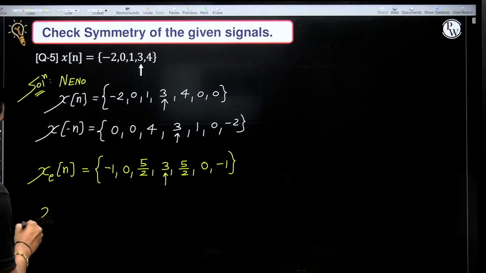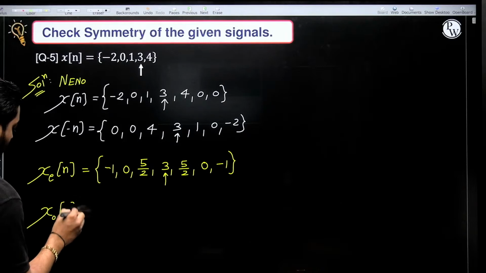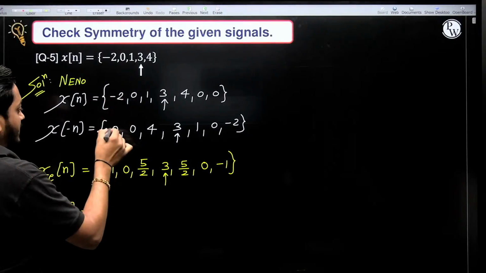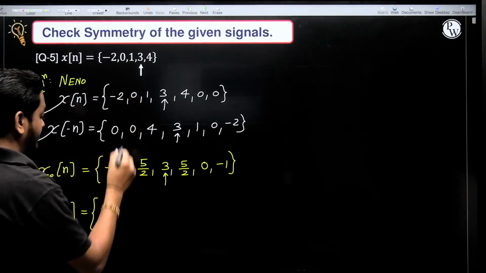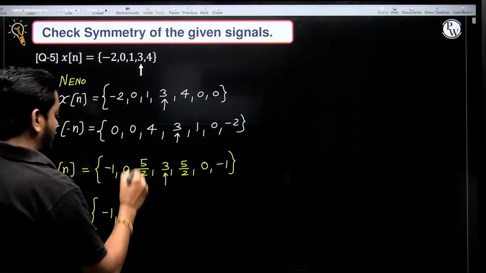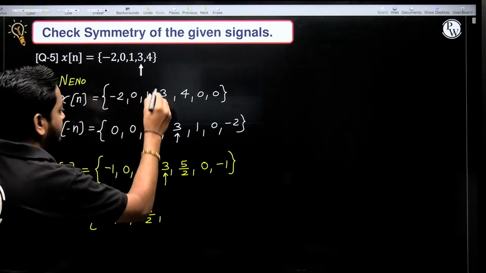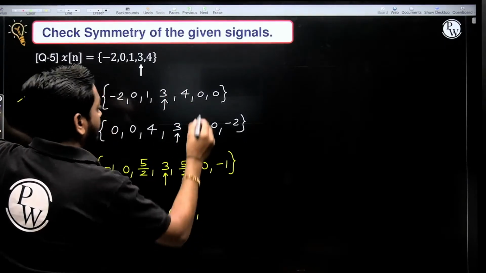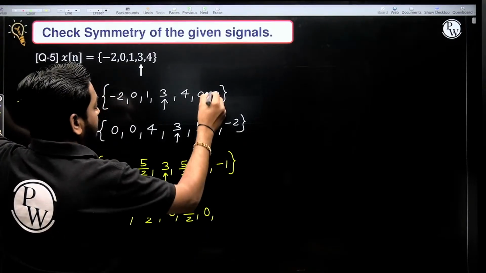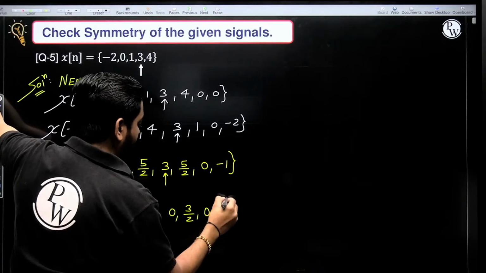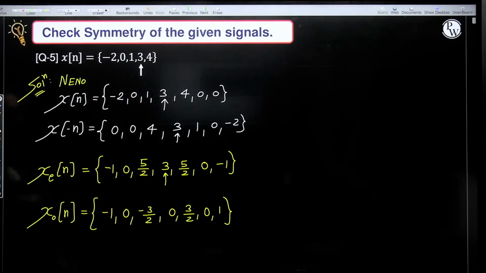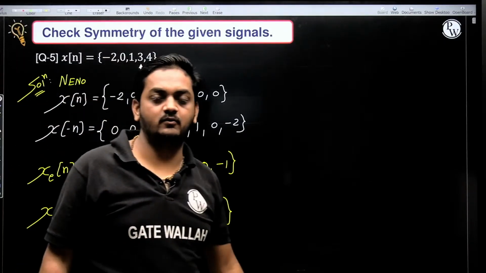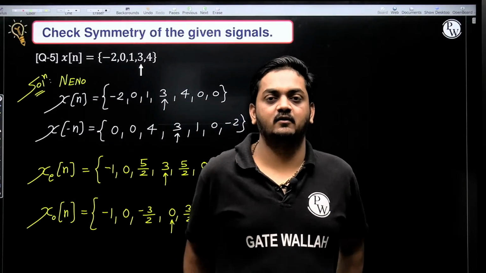Now the odd part. Odd part is given by subtraction, x of n minus x of minus n divided by 2. Minus 2 minus 0 divided by 2, minus 1. 0 minus 0 divided by 2, 0. 1 minus 4 divided by 2, that is minus 3 by 2. 3 minus 3 divided by 2, 0. 4 minus 1 divided by 2, 3 by 2. 0 minus 0 divided by 2, 0. 0 minus minus 2 divided by 2, nothing but 1. Clear? And again you can see at origin the amplitude is 0.